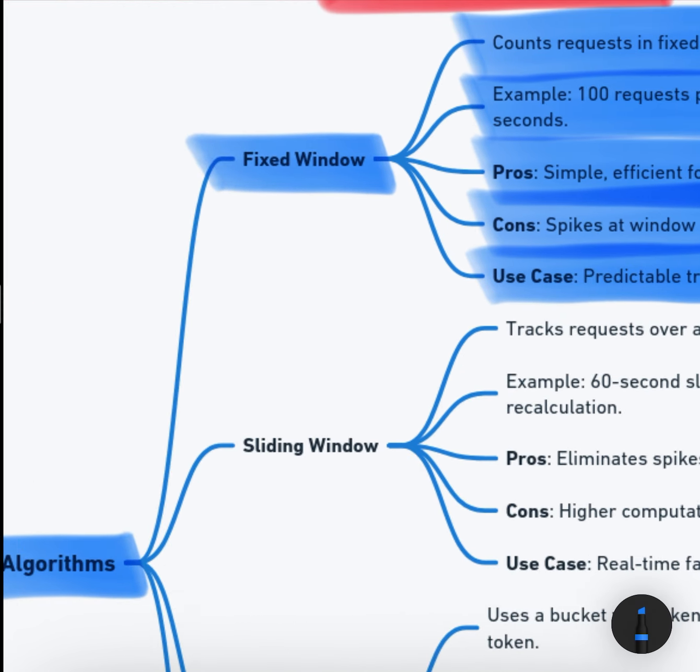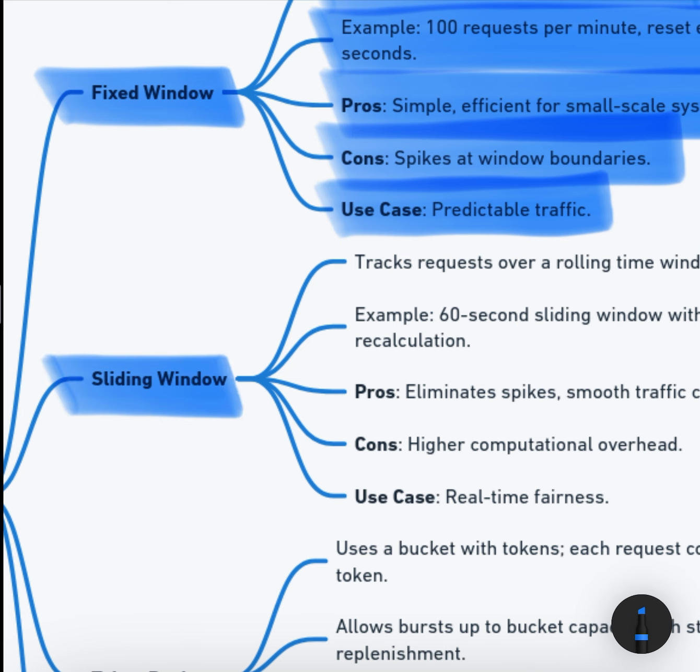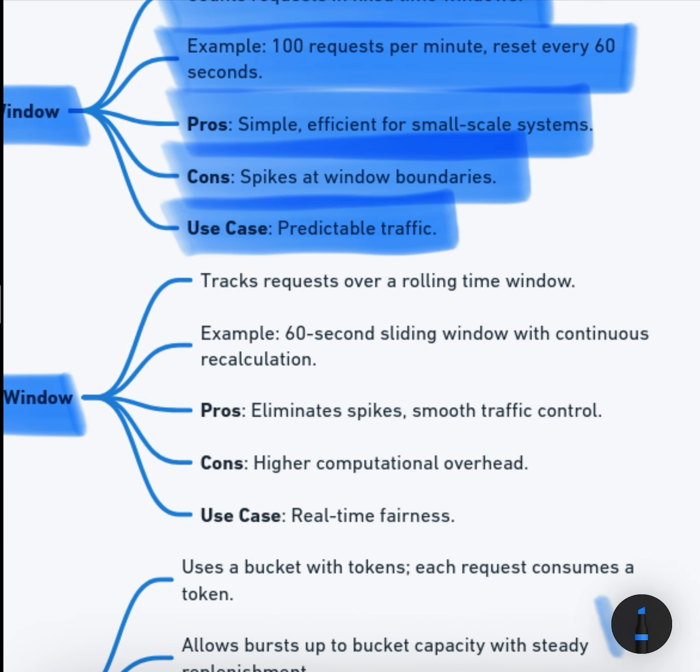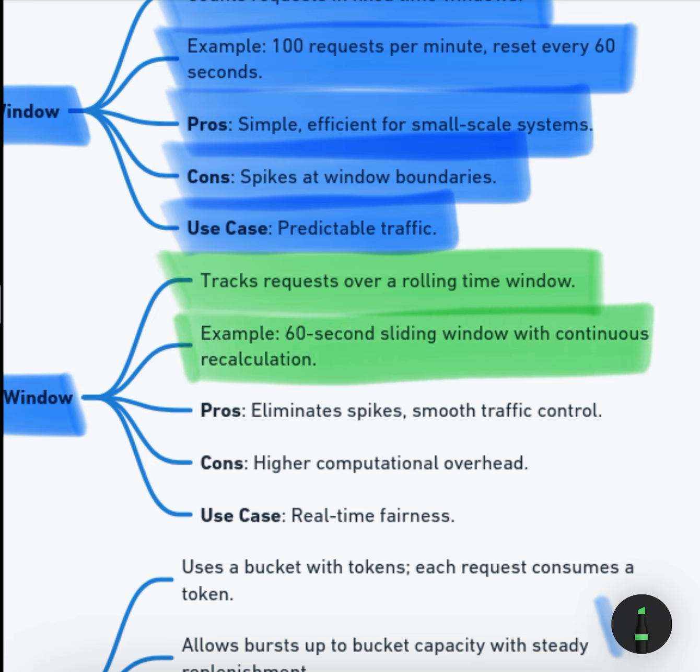B. Sliding window algorithm. How it works: tracks requests over a rolling time window instead of fixed intervals. As time moves forward, older requests are removed and new ones are added, creating a smooth rate-limiting effect. Example: a 60-second sliding window where the request count is recalculated continuously.